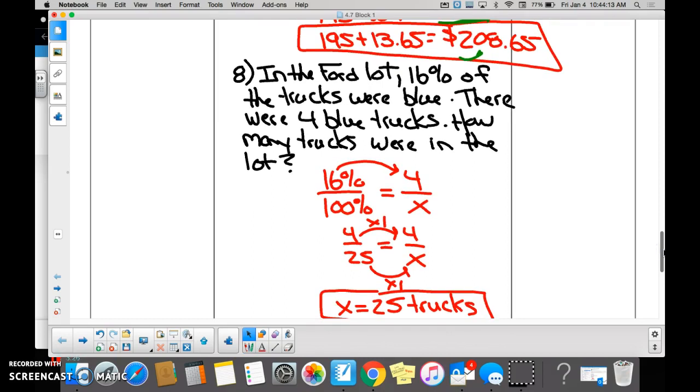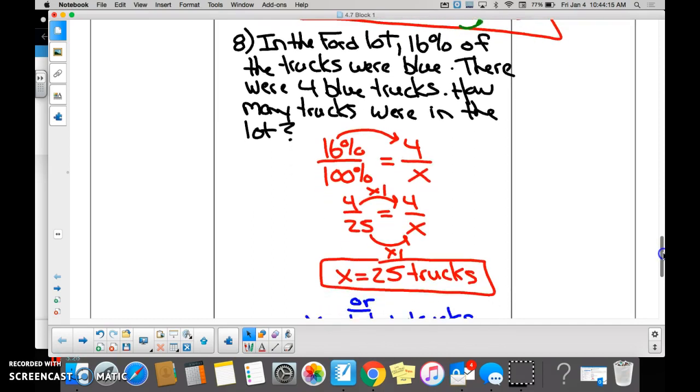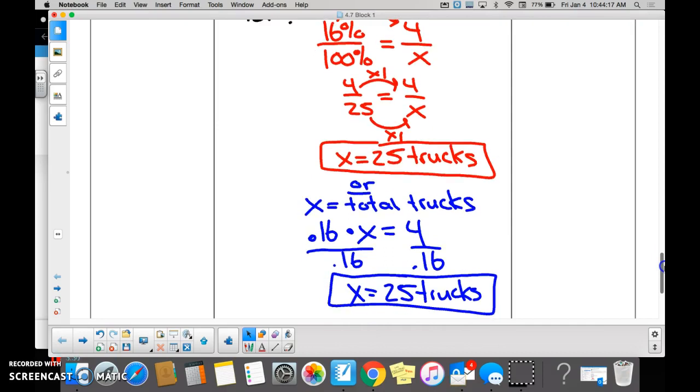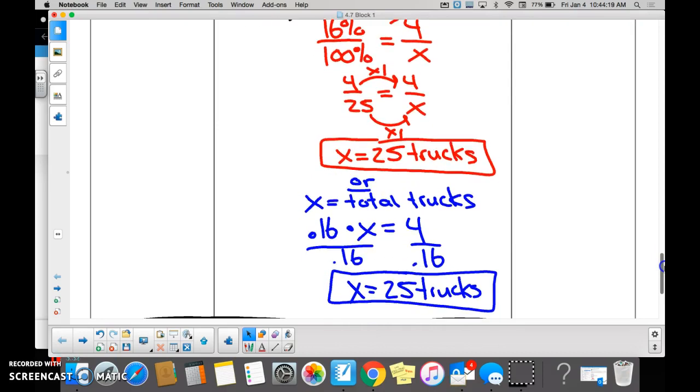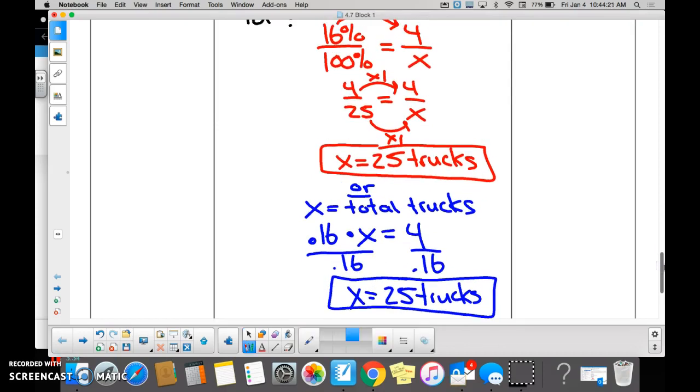Okay, and then we got our final answer because we added the 13.65 to 195. 195 times 0.07 is 13.65, so we got 208.65. Last one, Ford lot, cars. We wrote a proportion, solved it, 25 trucks in the Ford lot, or we actually wrote an algebraic equation. What's the first thing you should do when writing an algebraic equation, guys? Assign the variable. When you assign the variable, that makes it a lot easier, I think, because we're trying to find 16% of a certain amount of trucks.